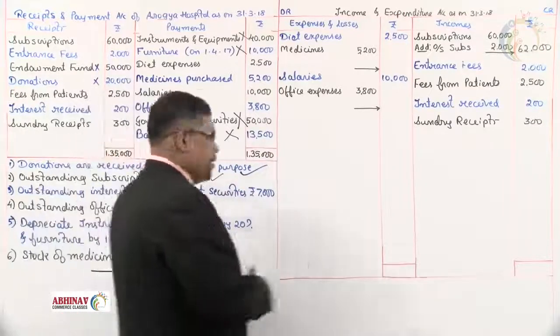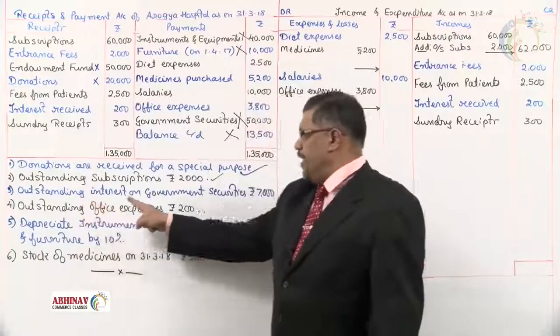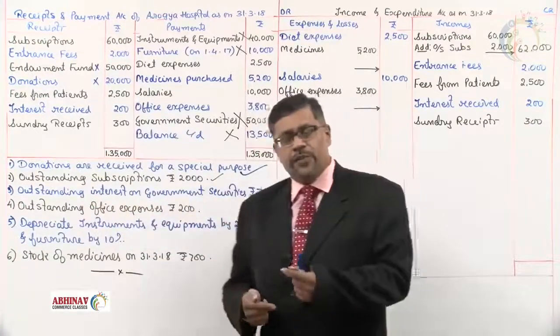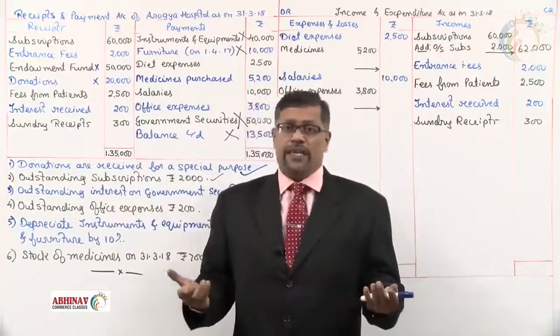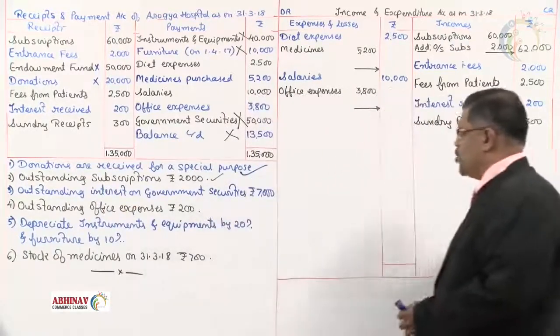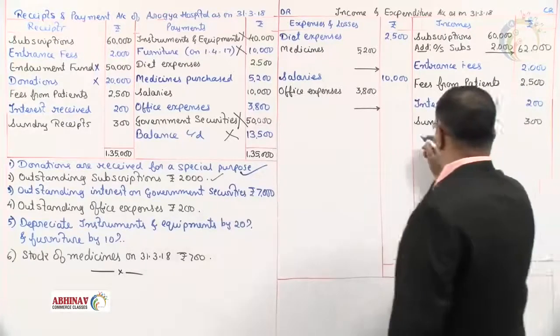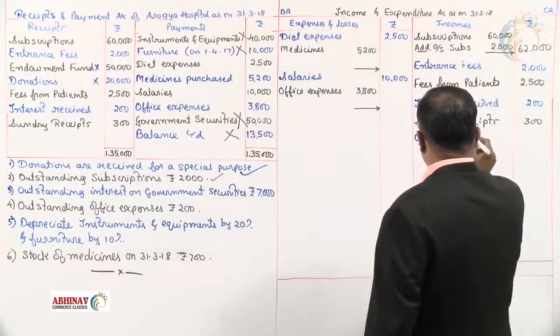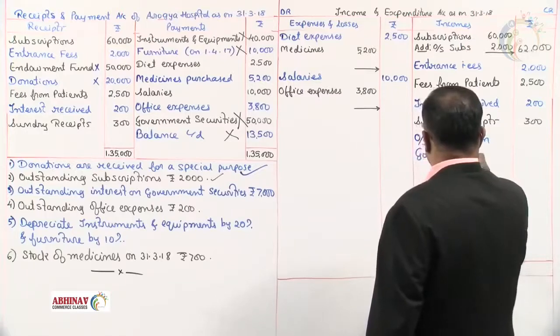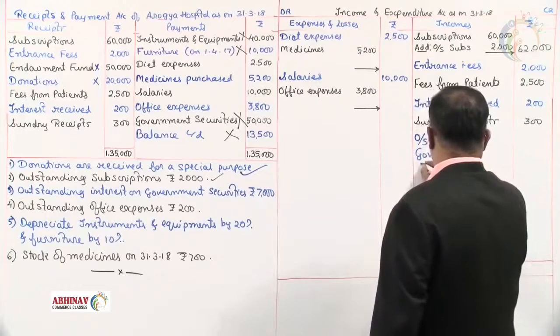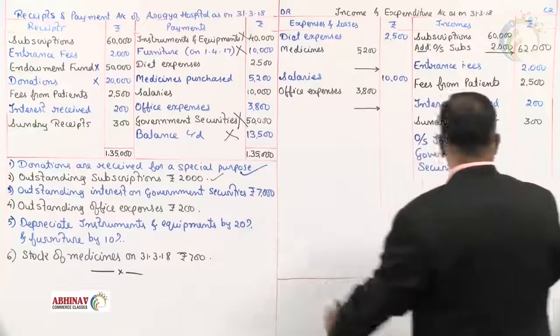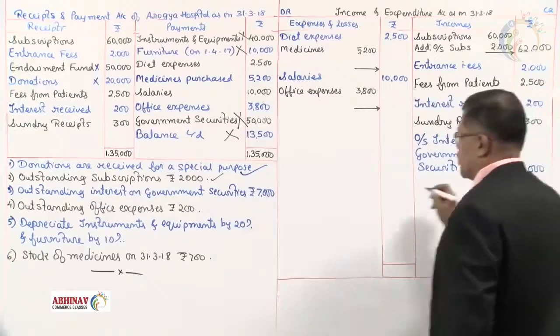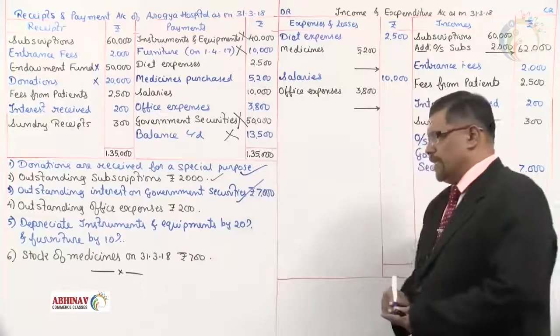Now interest. Interest on government securities. Interest we receive again and again, so that is a revenue receipt. Revenue receipt is to be entered in the account. Let us enter it as outstanding interest on government securities. The amount comes to 7,000. So the effect for this transaction has been done.